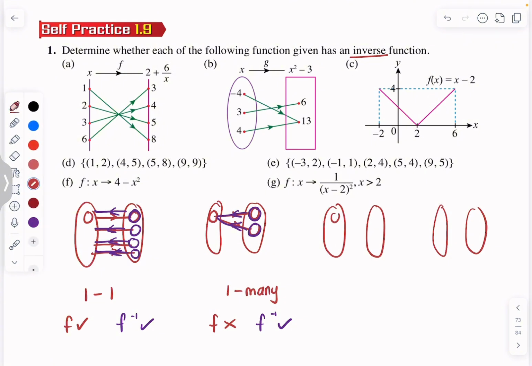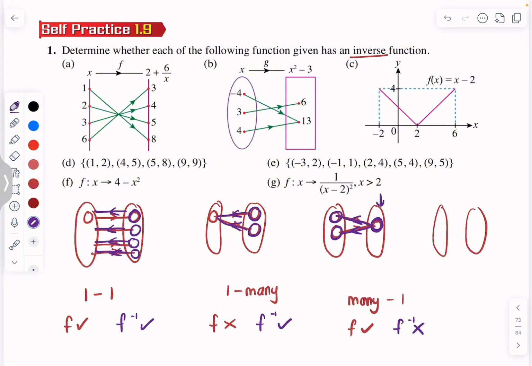Then we have many to one. Here the function will exist because one object only has one image. This object only has one image. No problem. So for many to one, the function exists. But for the inverse function, this is the object, so one object has more than one image. So this one cannot. The inverse function will not exist.